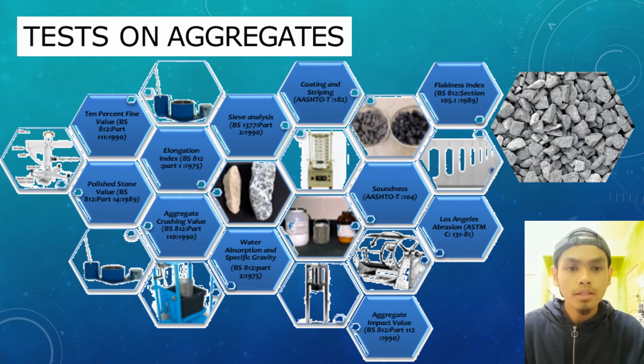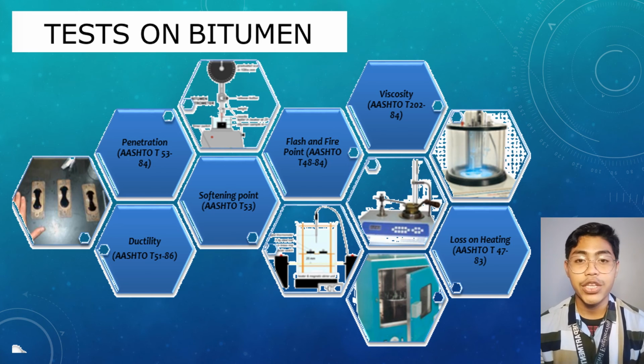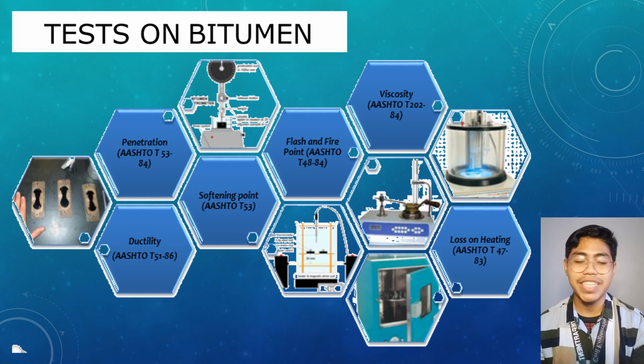Number 10, polished stone value. This test is only for aggregate to be used for the wearing course. Number 11, sieve analysis to determine compliance with design, production control requirements and verification specification. Several tests are used on bitumen to determine different properties.